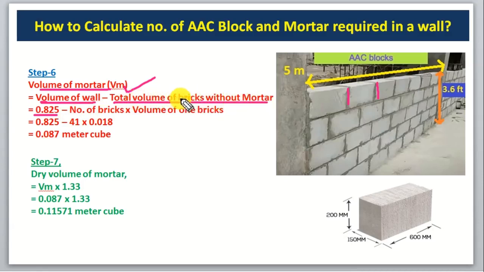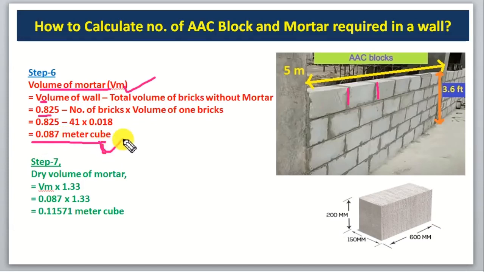We have calculated it already, and minus total volume of bricks without mortar. Okay, so total volume of bricks without mortar, how will we calculate? Total number of bricks, it means number of total bricks into volume of one brick without mortar. Okay, so volume of wall is given this much, and number of bricks we have calculated 41. It was 40 point something, but I am taking here 41, and volume of one brick is given this much, 0.018. We have calculated in the previous page. So total volume of mortar will be 0.087 meter cube.